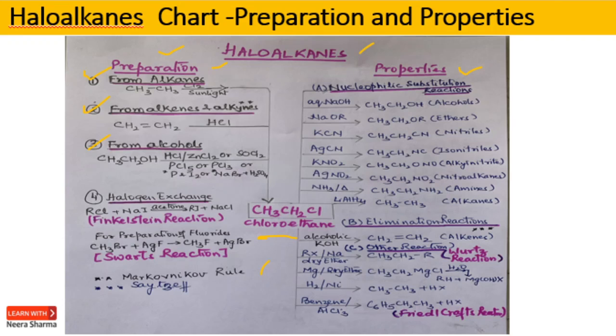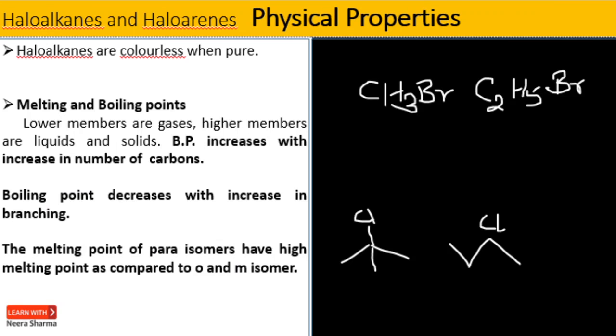Now if we come to the properties of haloalkanes, you should know a few physical properties. Haloalkanes are colorless when pure, lower members are gases and higher members are liquids. The boiling point increases with increase in number of carbons. This is a common physical property for all hydrocarbons. If we have less number of carbons, the boiling point is less, and as the carbon chain increases, the boiling point is going to increase.